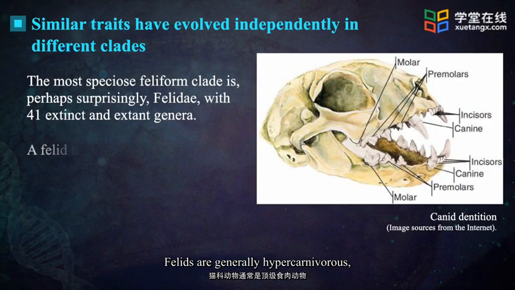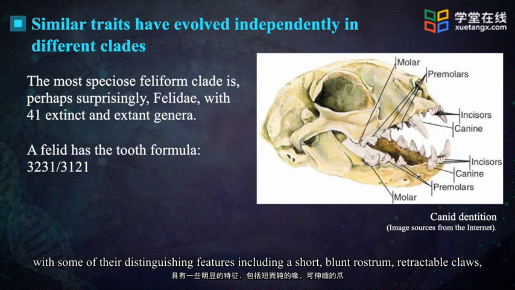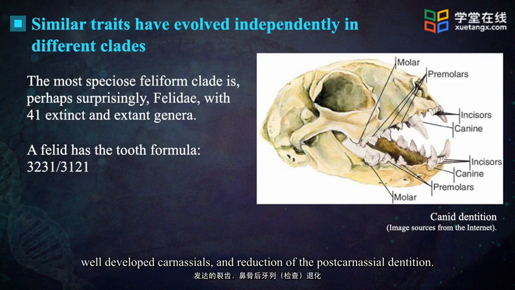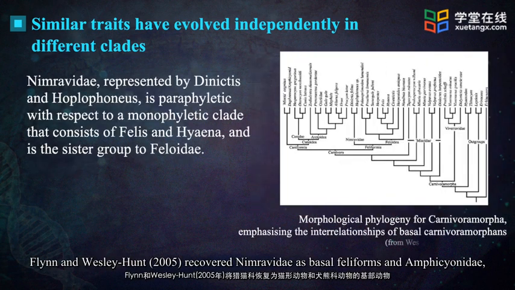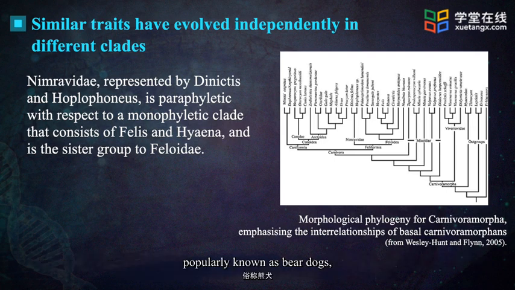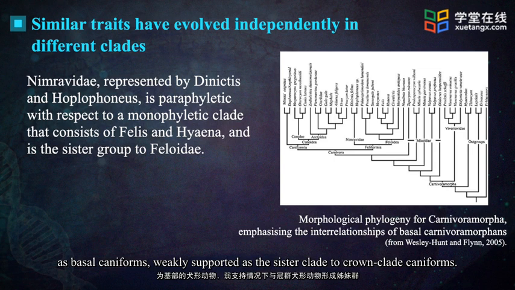Felids are generally hypercarnivorous, with some of their distinguishing features including a short, blunt rostrum, retractable claws, well-developed carnassials, and a reduction of the post-carnassial dentition. Flynn and Wesley-Hunt, 2005, recovered Nimravidae as basal feliforms, and Amphicyonidae, popularly known as bear dogs, as basal caniforms, weakly supported as the sister clade to crown clade caniforms.